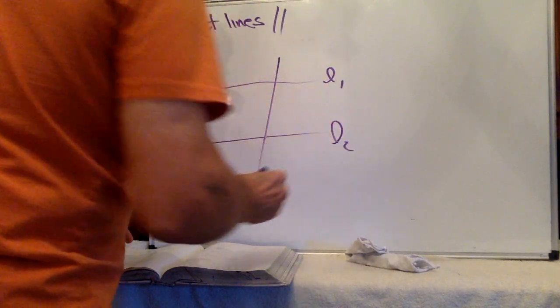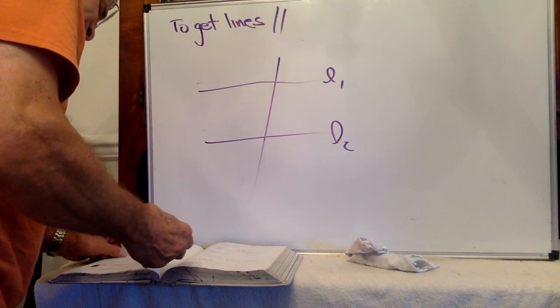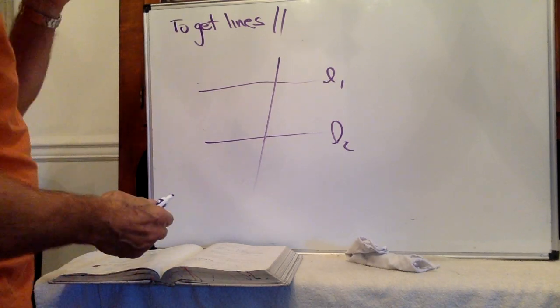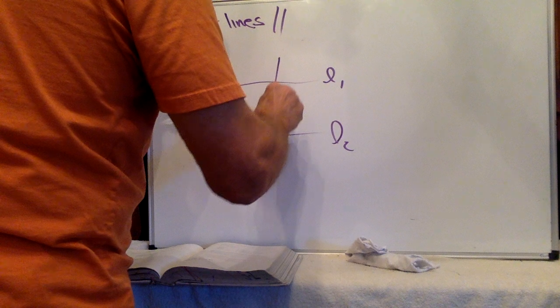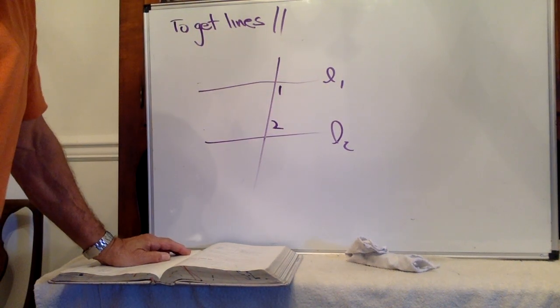All right, here I've got 2 lines cut by a transversal, and this one says if interior angles on the same side of a transversal are supplements, then the lines are parallel.